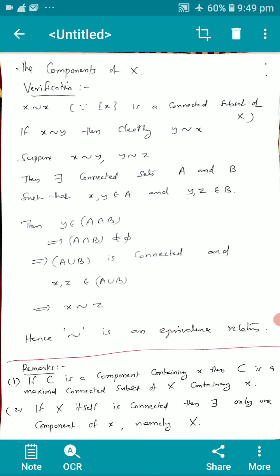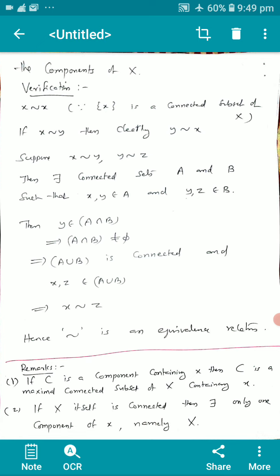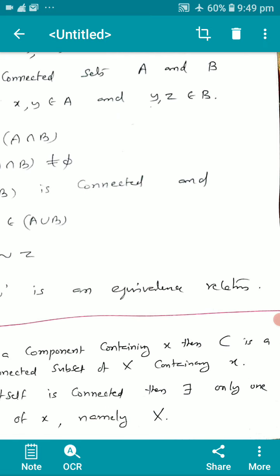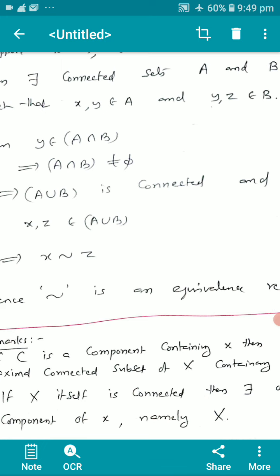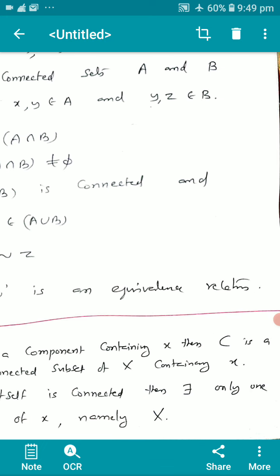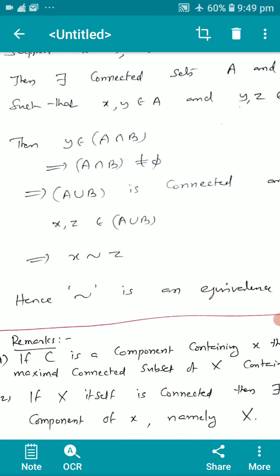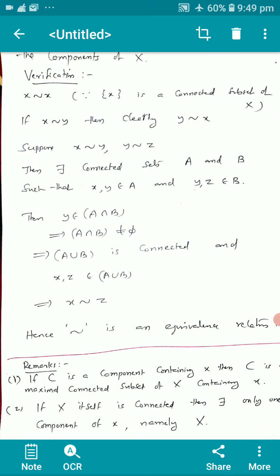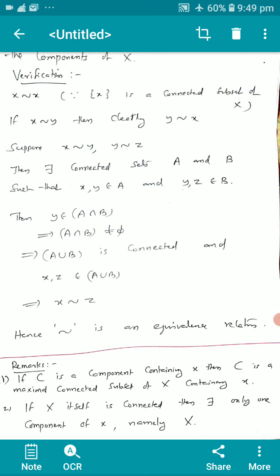Now we can discuss the remarks. Remark 1: if C is a component containing x, then C is a maximal connected subset of X containing x. So components are the maximal connected subsets. The second remark is, if X itself is a connected set, then there exists only one component of X, namely X itself.